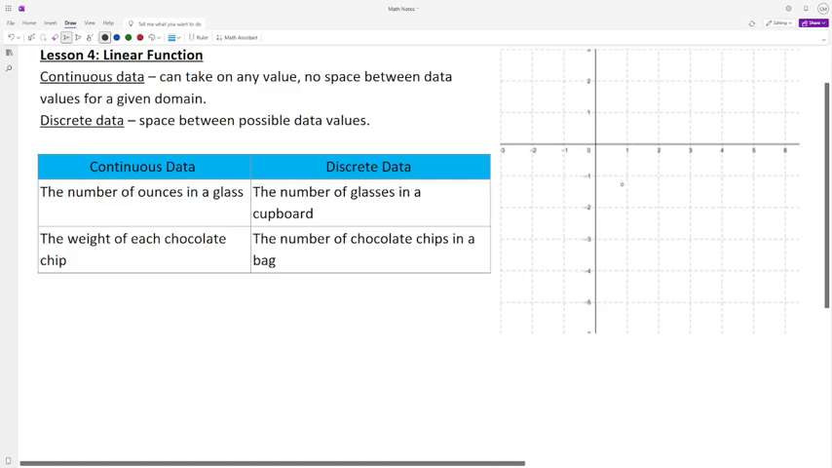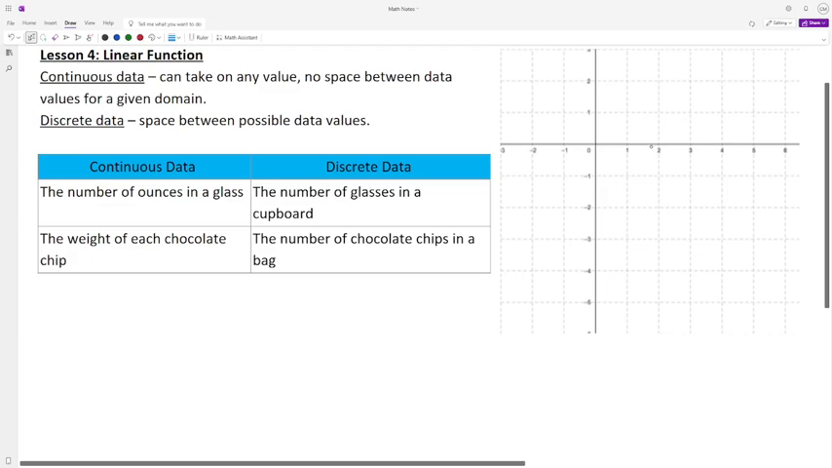Discrete data has space between possible data values. So discrete data would look like this, having dots at our data points and not a line connecting them. Just dots that represent our data points. So let's take a look at a couple of real-world examples here.